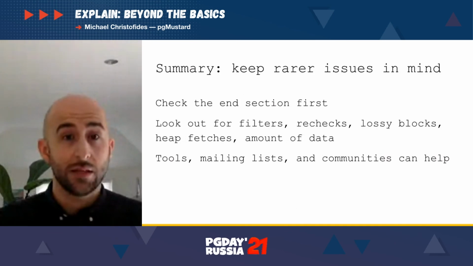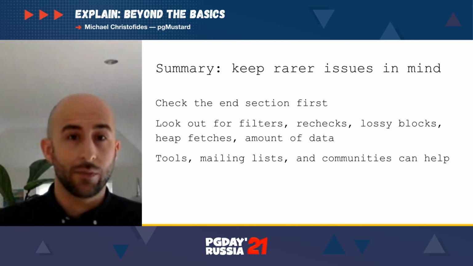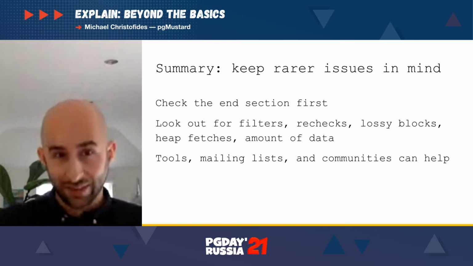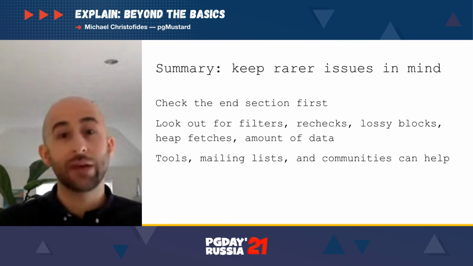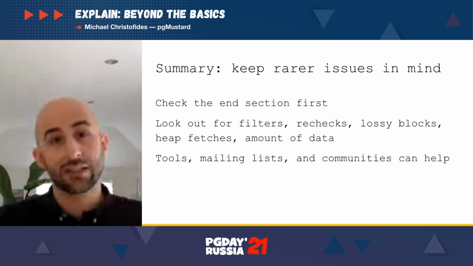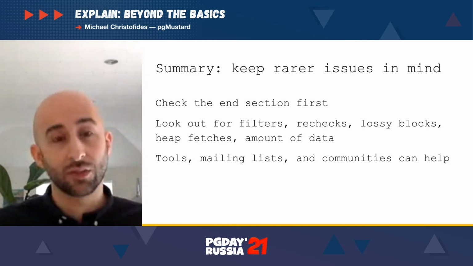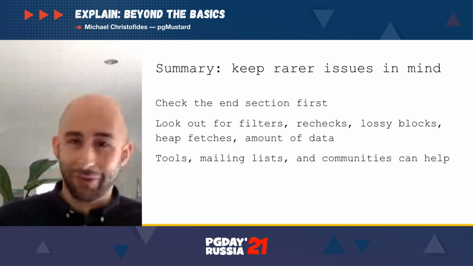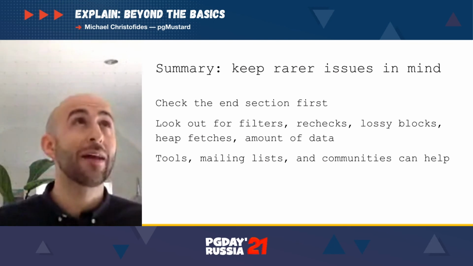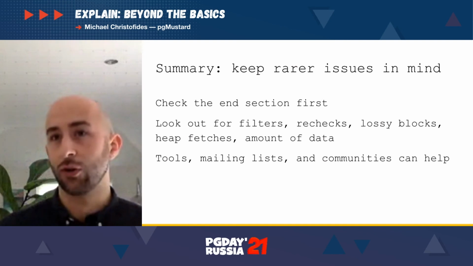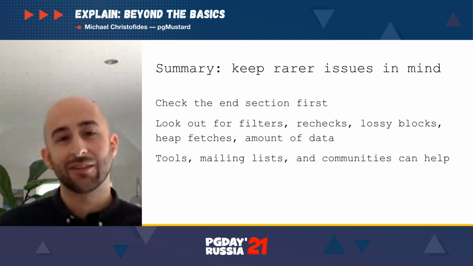Great. So in summary, for the rarer issues, I recommend checking that summary section first before you do anything else, just in case you spot a dominant issue in there and can avoid the rest of the time spent analyzing it. Look out for all of the things I mentioned, and bear in mind that just because it's not got a sequential scan with a large filter, or you can't spot any operations on disk, or you can't see any really bad row estimates, don't give up.